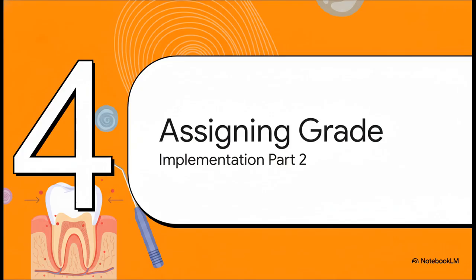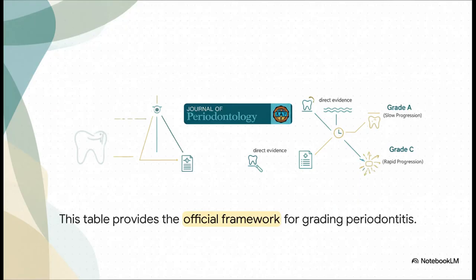And remember, the grade is all about the biology of the disease. How fast is it moving and what's the risk? This framework right here is what helps us predict what this disease is going to do next. We use this evidence to classify the rate of progression as either slow, which is grade A, moderate, grade B, or rapid, which is grade C.